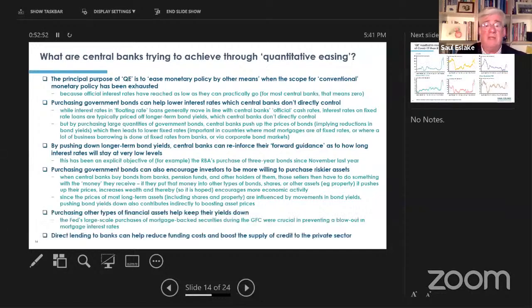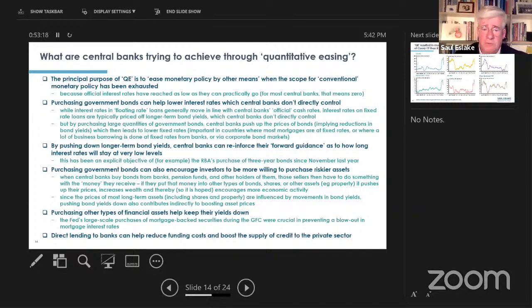Purchasing other types of financial assets, such as mortgage-backed securities, also helps to keep their yields down. And during the financial crisis in the United States, that was particularly important because had the Fed not bought mortgage-backed securities in large quantities at a time when nobody seemed to want to hold them, mortgage rates in the United States could have gone through the roof at a time when the housing market was already on its knees.